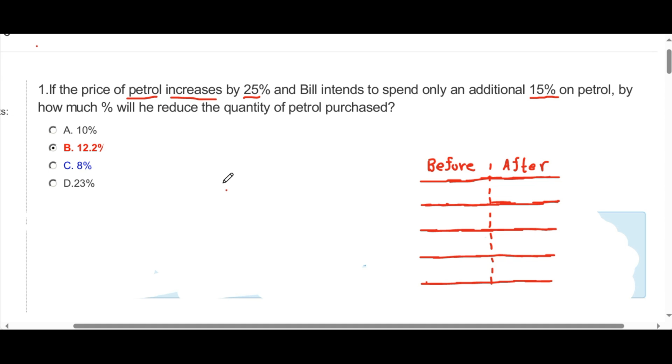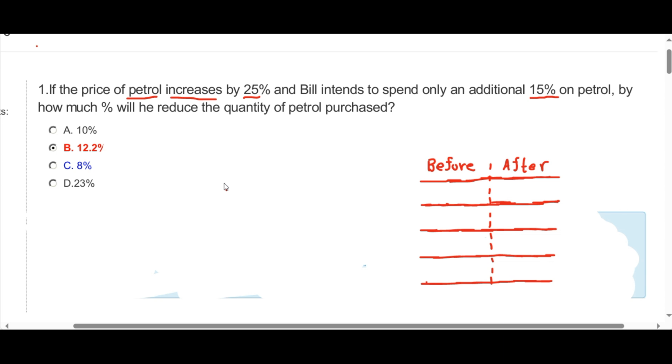Again, this is Vasilis here, and we will continue with a problem for the EPSO exam. What it says is that if the price of petrol increases by 25% and someone intends to spend only an additional 15% on petrol, by how much percent will he reduce the quantity of petrol purchased?